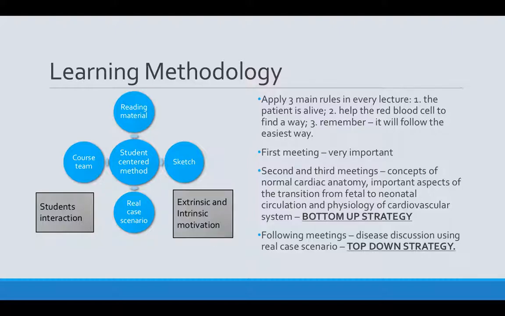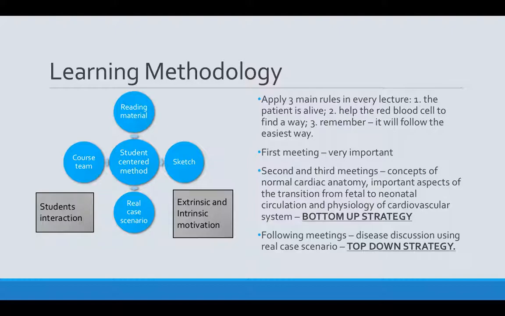The learning methodology will be based on a student-centered method. Students will receive the reading material and a real case scenario 1 week before. They will sketch the anatomical defect, and the lecturer and the teaching assistant will support the students during their learning.